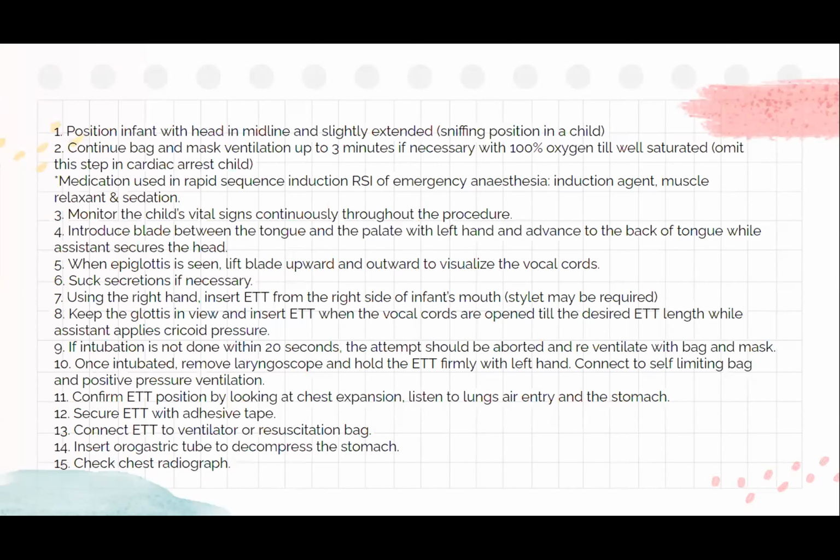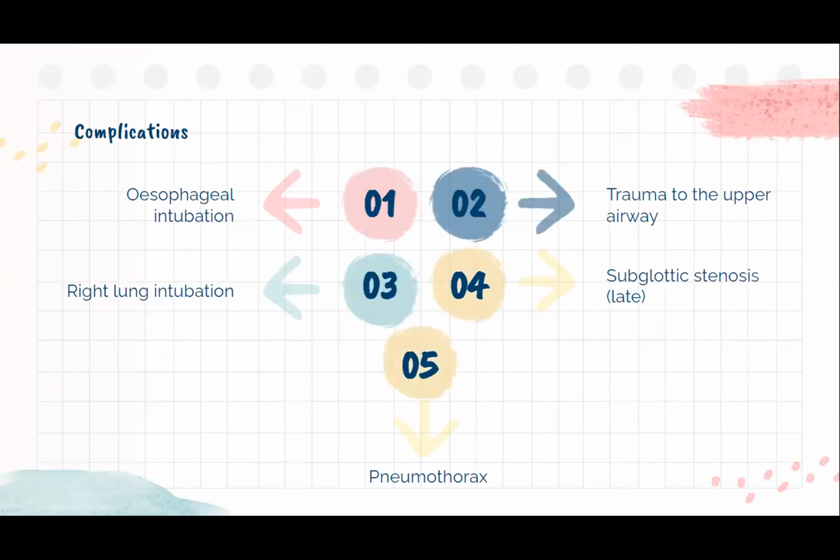Okay. So the last part is the complications of this procedure. The first one is esophageal intubation, and then right lung intubation. The reason for the right lung is that the right main bronchus is much wider and shorter, so things get in there more easily than into the left lung. And then trauma to the upper airway, subglottic stenosis, which presents late. And the last one is pneumothorax.